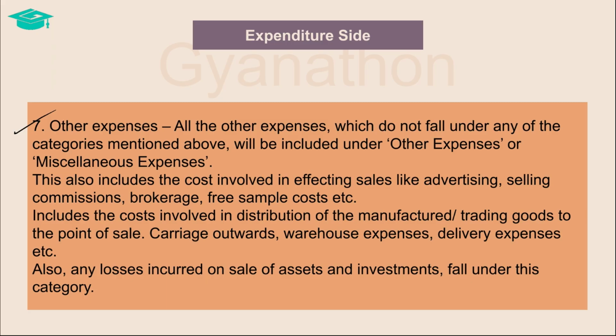This includes expenses involved in affecting sales like advertising, selling commissions, brokerages, free samples provided, and so on. Further, this includes costs involved in distribution of the manufactured and traded goods up to the point of sale, like carriage outwards, warehouse expenses, delivery expenses, etc. Further, any loss incurred on sale of assets and investments will also be disclosed in the miscellaneous expenses. So with this, we have discussed how the statement of profit and loss is constituted and where each item gets reflected in the statement of profit and loss.